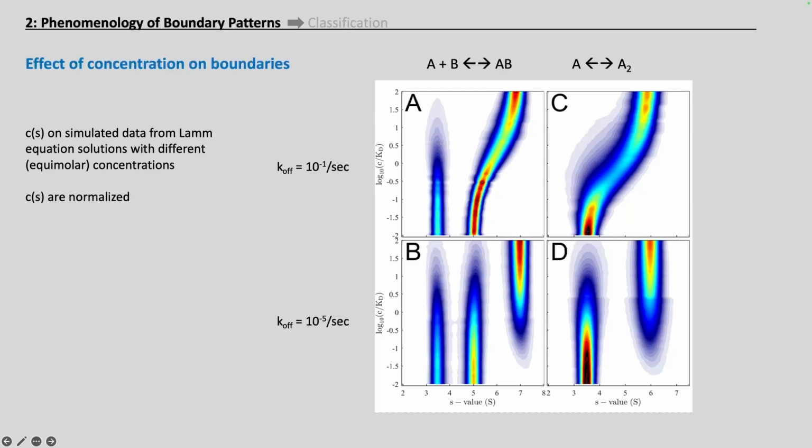Now, for rapidly equilibrating systems, on the other hand, we see again some gradual shift in S values. For homodimerization, this starts at the monomer S value when we are far below Kd.